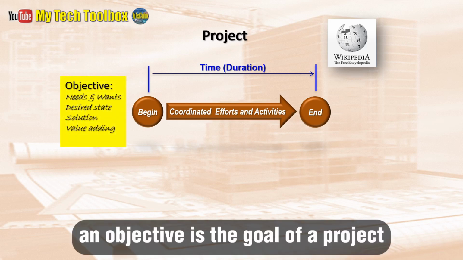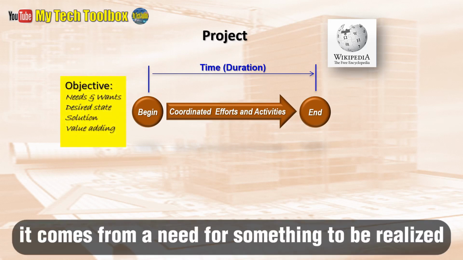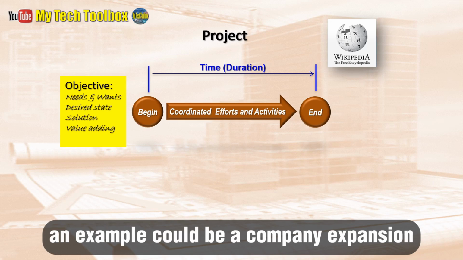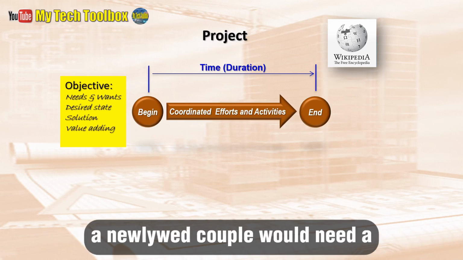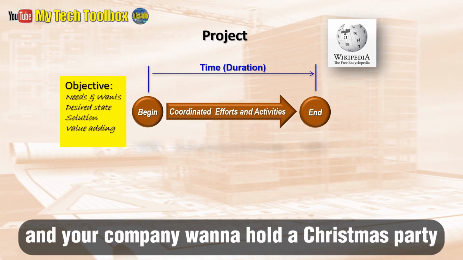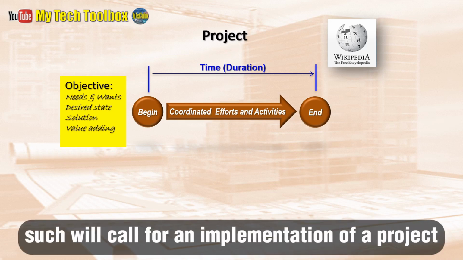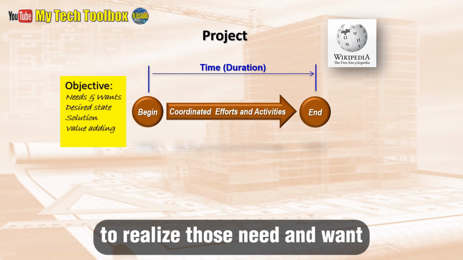An objective is the goal of a project. It comes from a need for something to be realized. An example could be, a company expansion would need an additional new building, a newlywed couple would need a new house, and your company wants to hold a Christmas party. Such will call for an implementation of a project to realize those needs and wants.